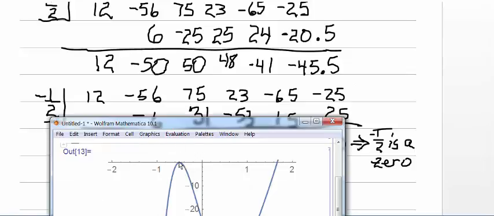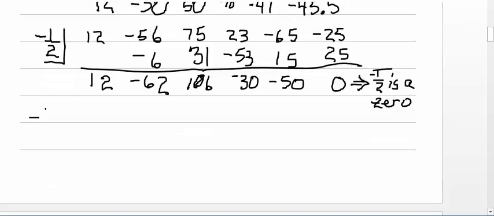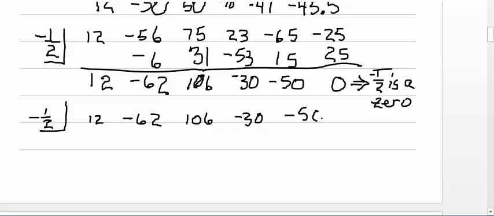So I am going to notice, because the graph touched at negative 1/2 and it didn't cross, the multiplicity is even. So I'm going to check negative 1/2 again, but now I'm going to use the coefficients of my quotient: 12, negative 62, 106, negative 30, and negative 50.